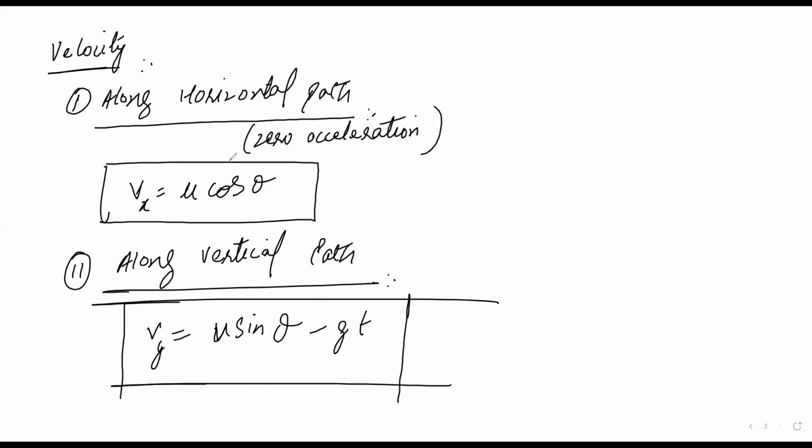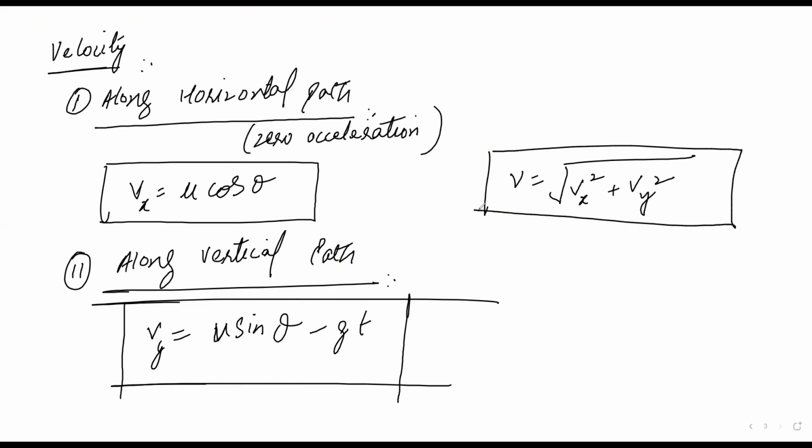And if you need the magnitude of the total resultant velocity, that would just be the Pythagoras theorem, meaning thereby Vx square plus Vy square. So that is how we work out all of these things, right?